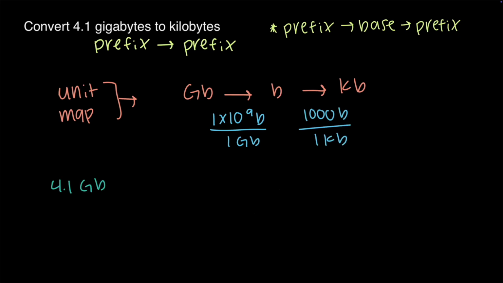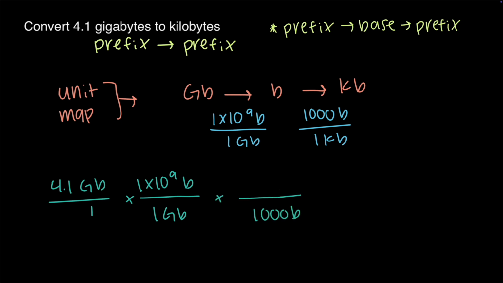We start with 4.1 gigabytes over 1, and in the next fraction we put 1 gigabyte on the bottom and 1 times 10 to the 9th bytes on the top. In the next fraction we put 1,000 bytes on the bottom and 1 kilobyte on the top. The gigabytes cancel out and the bytes cancel out. We are left with kilobytes, the unit we need for our final answer. Multiplying and dividing all values, we get 4.1 times 10 to the 6 kilobytes.